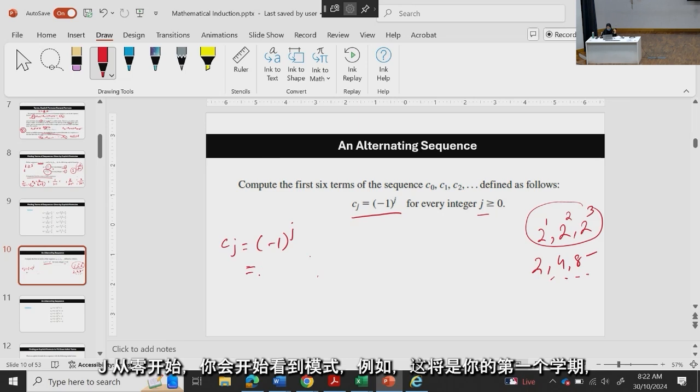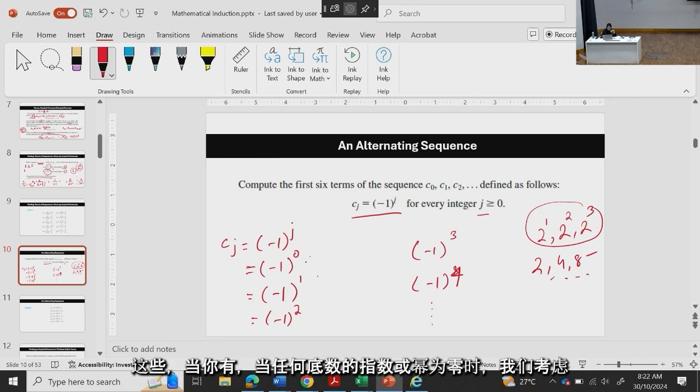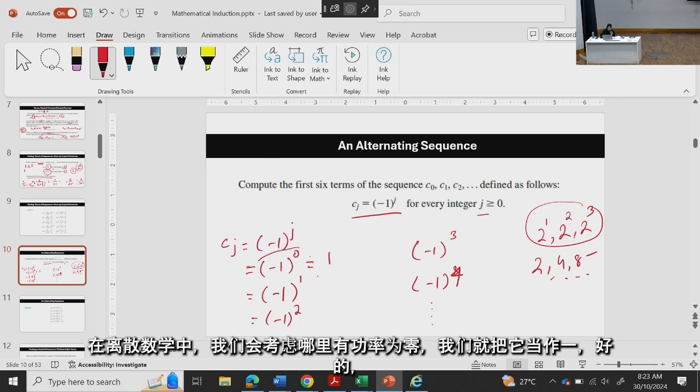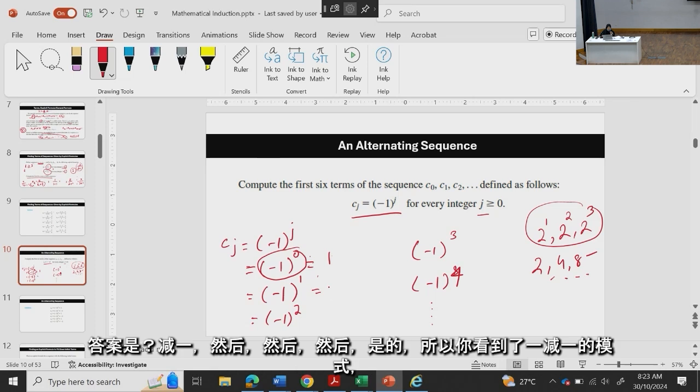For example, this will be your first term, this will be the second term, third term, fourth, fifth, and so on. When you compute these, when any base has power 0 in its exponent, we consider it as 1. Okay, in discrete math. In some other mathematical aspects, we may consider it differently, but in discrete math, wherever we have power 0, we will take that as 1. Okay, this will also be applicable when we discuss factorials. So remember this. Then, what will be the answer for this?